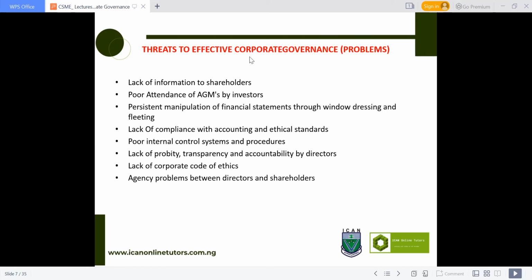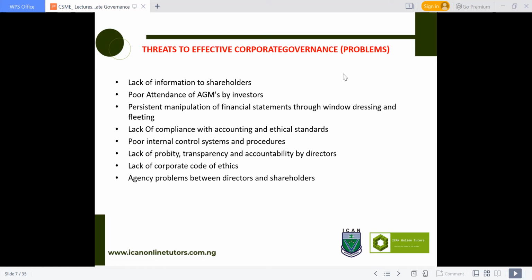If IAS 38 is saying that all research costs should be expensed, and you're capitalizing research costs, what's the problem? You are not complying with the accounting standard. It's also a problem. Poor internal control system.